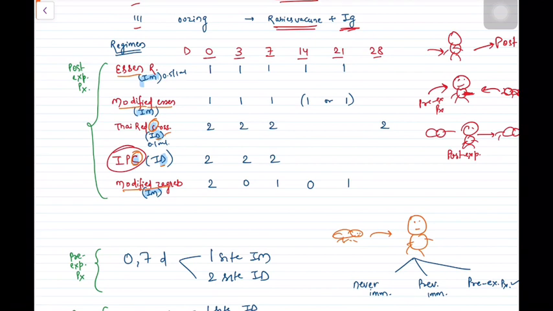Now you can differentiate between SN and modified SN. In SN you give 1 dose each continuously, and in modified SN you give the last 1 dose either on day 14 or 21. Then one more way: all these ID ones, the intradermal ones, you are giving 2 doses each. So in Thai Red Cross, you are giving 2 doses on day 0, 3, 7 and 1 extra on 28, which you are not giving in IPC. That is the only difference. And modified Zagreb, it is 2, 0, 1, 0, 1.